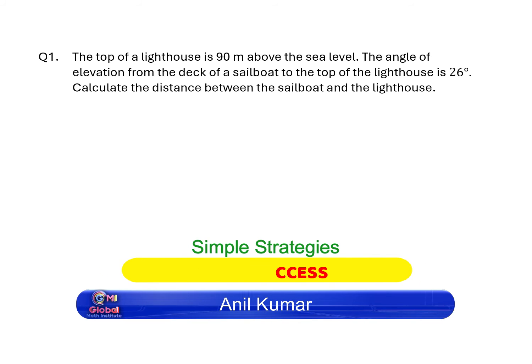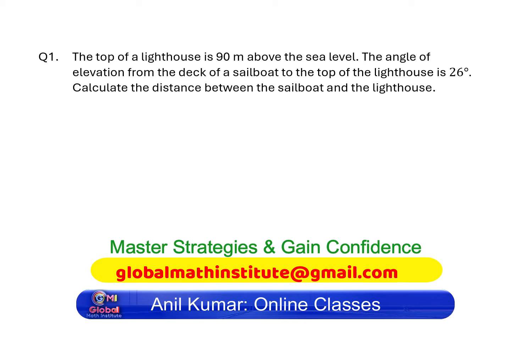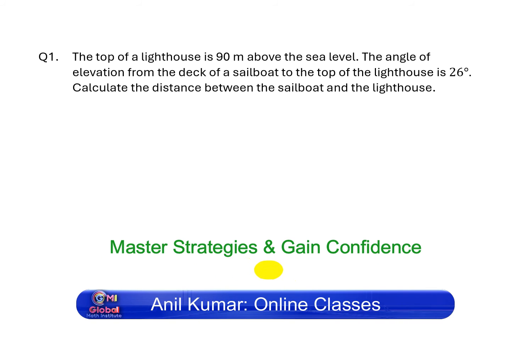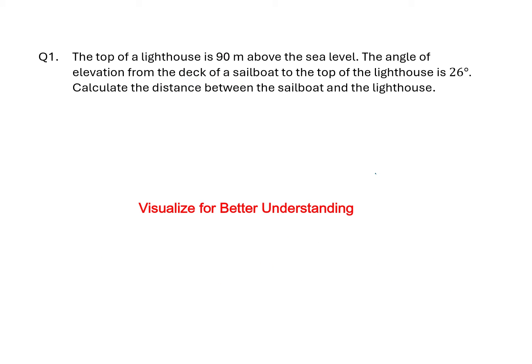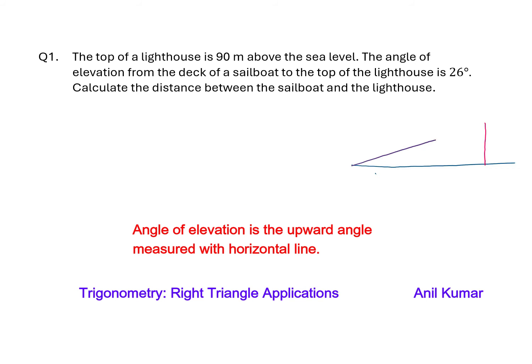In this case, the first step will be to sketch the diagram. We are talking about a sailboat which is some distance away, making an angle of elevation of 26 degrees to the top of the lighthouse. So, let's say that this is the sea level and we are able to see a lighthouse somewhere, the angle of elevation being 26 degrees. So we can label this diagram. So that is 26 degrees.